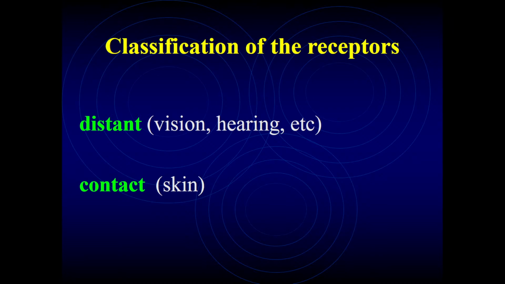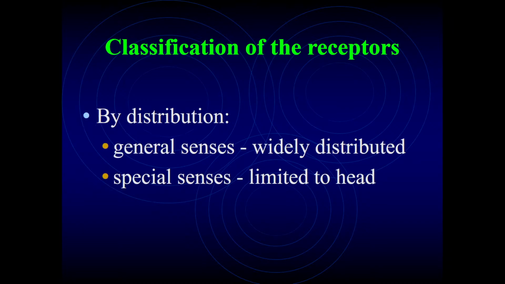Then distant and contact. Distant, like vision and hearing. And contact, there are skin receptors. Next classification, by distribution. General senses receptors, widely distributed, and special senses, limited to head, like vision, hearing, and other.